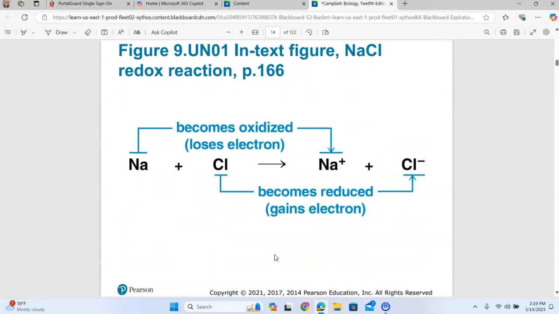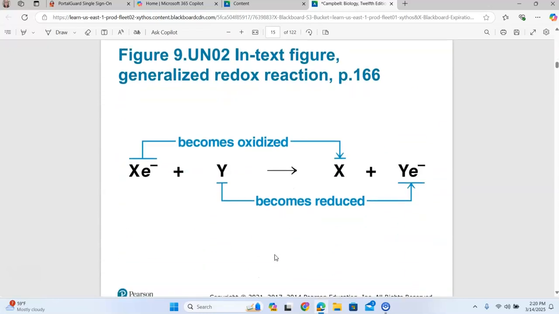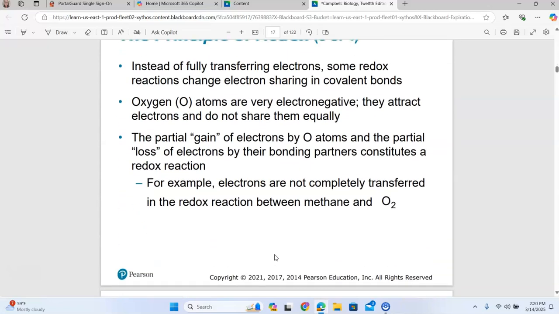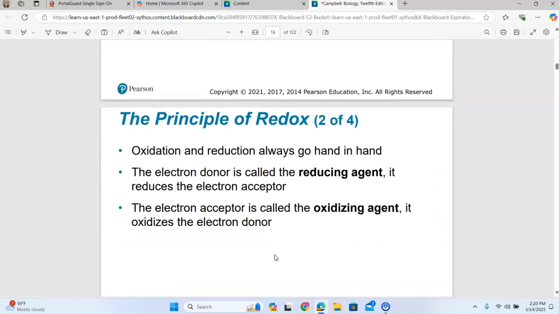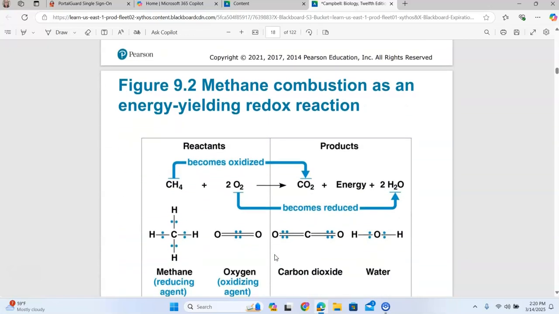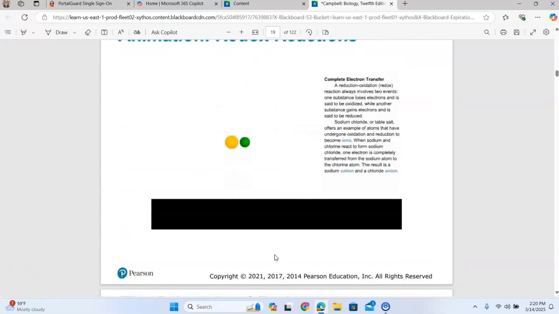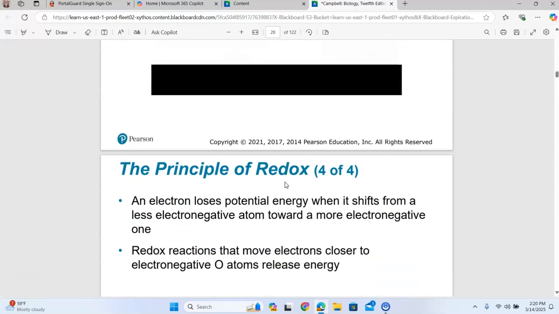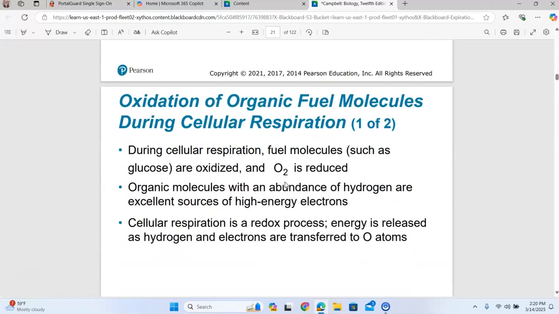So let's talk about where it comes in. I didn't really ask any questions about what's the reducing agent and what's the oxidizing agent. We don't have to go into all that, but there's an animation on redox reactions. Watch the animation. It's slide number 19. What I really want you to know about oxidation and reduction is how it relates to cellular respiration and photosynthesis.